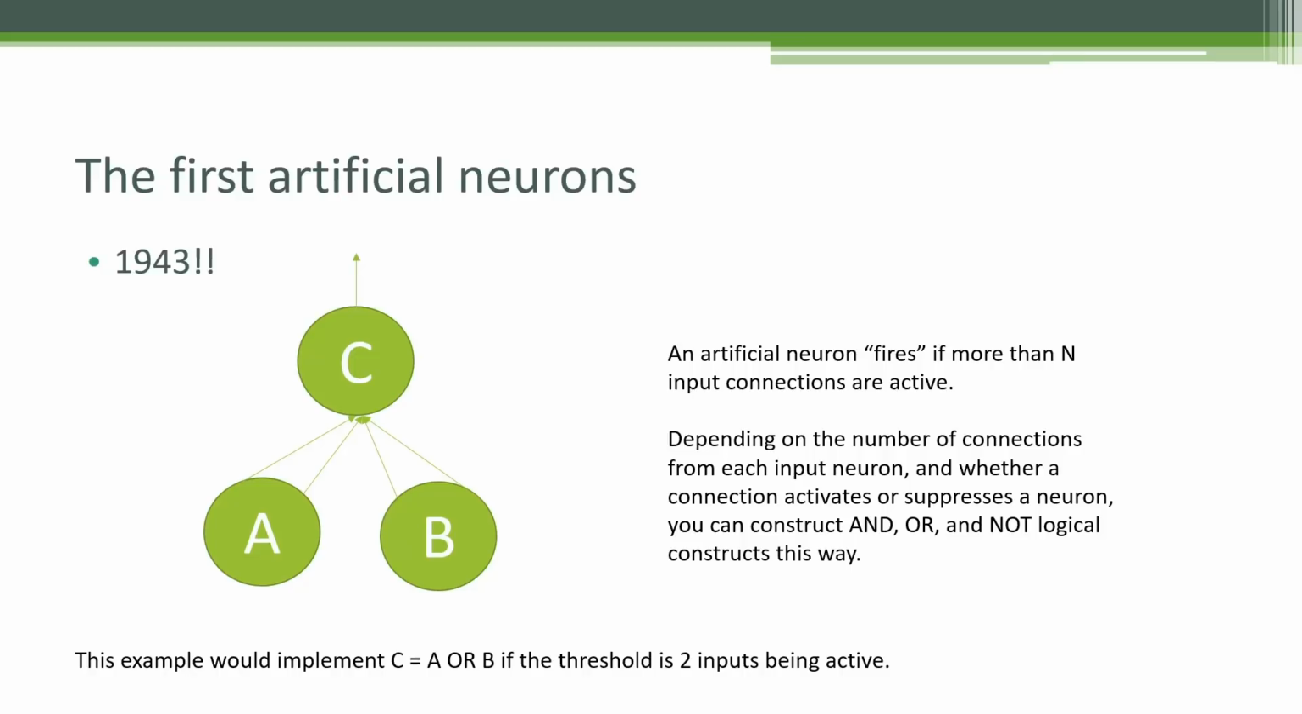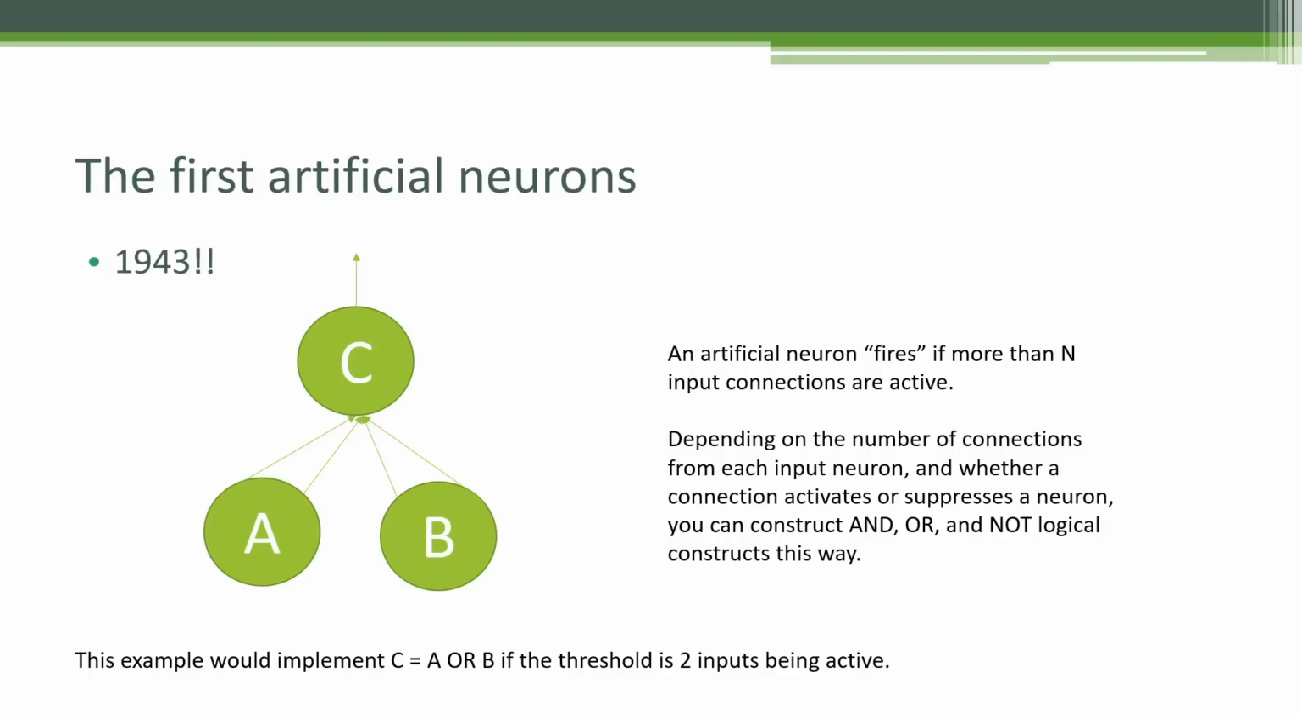So depending on the number of connections coming from each input neuron and whether each connection activates or suppresses a neuron, you can actually do both. That works that way in nature as well. You can do different logical operations. So this particular diagram is implementing an OR operation. So imagine that our threshold for our neuron was that if you have 2 or more inputs active, you will in turn fire off a signal.